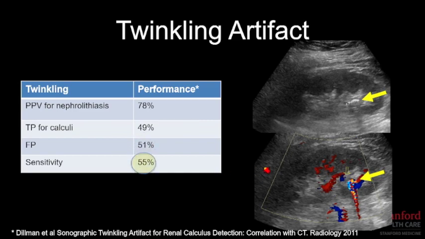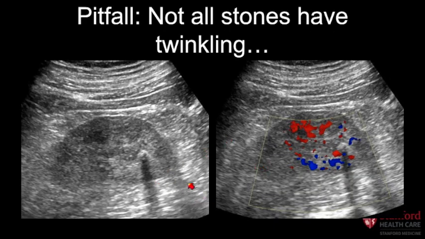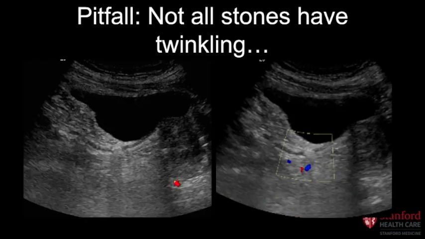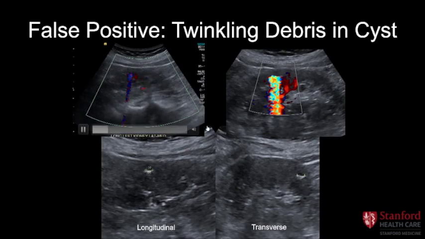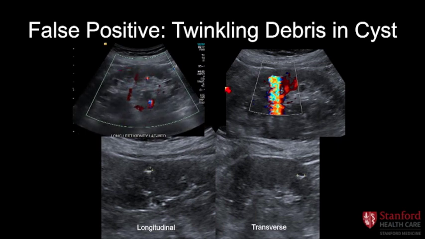And the reason for that is that not all stones have twinkling artifacts. So here's an example of a pretty obvious stone to my eye. There is this echogenic focus and shadowing, but there is no corresponding twinkling artifact. So twinkling is not perfect. Not all stones have twinkling. A different example of a distal ureteral stone with shadowing, but there is no twinkling artifact. So it's not perfect. And then the converse is also not true. Not all twinkling equals stones.